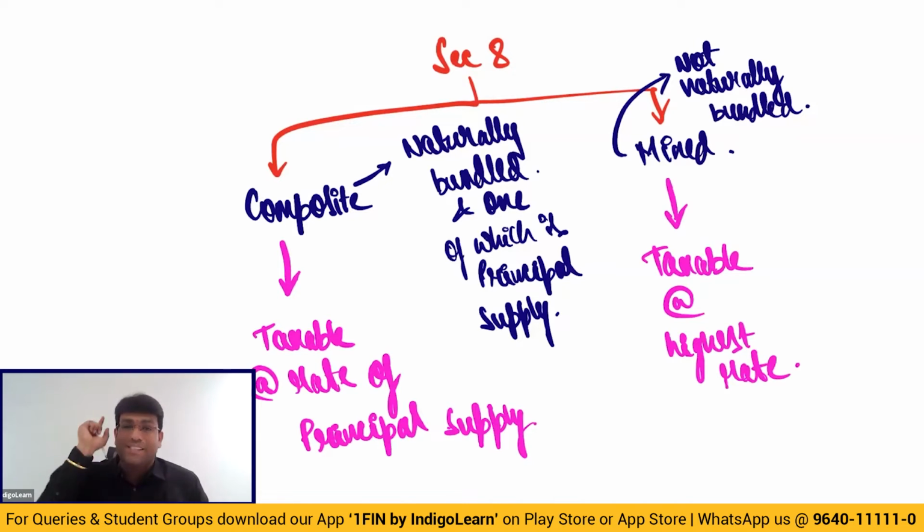that tax rate will apply in case of mixed supply. So composite supply is that supply which is naturally bundled and one of which is a principal supply. And composite supply is taxable at the rate of principal supply, whereas mixed supply are those which are not naturally bundled. And in mixed supply, it is taxable at the highest rate. So this is the end of story of this beautiful topic called supply.